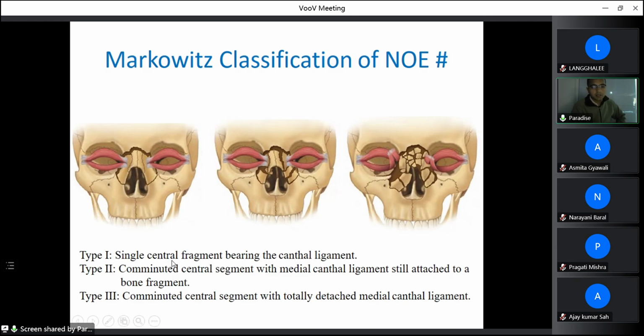So in type 1, there is single central fragment bearing the canthal ligament. In case of type 2, there is comminuted central segment with medial canthal ligament still attached to a bone fragment. In case of type 3, there is comminuted central segment with totally detached medial canthal ligament. Okay.